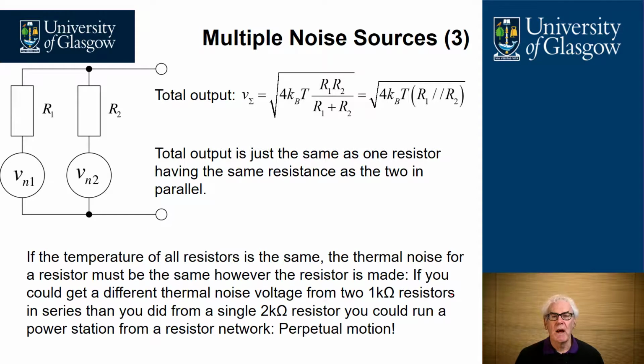It's important to realize that the temperature of all the resistors must be the same. If you have the same value of resistor and the same temperature, the thermal noise will be exactly the same. And this would stack up with common sense. If you got two different thermal noises from two 1k resistors in series than you did from a single 2k resistor, then that would suggest that somehow or other you could actually generate a power station from a resistor network, which would be a perpetual motion machine, which, much though they'd be fantastic to have, are impossible to create.